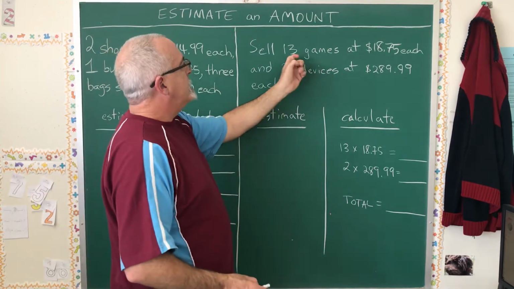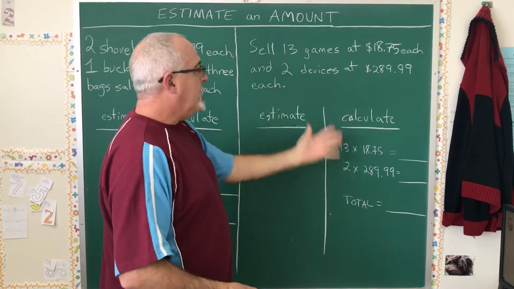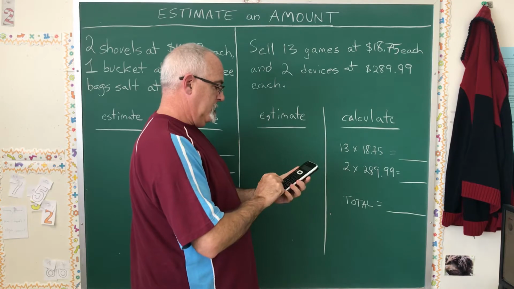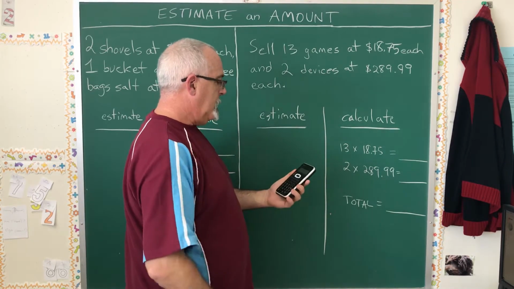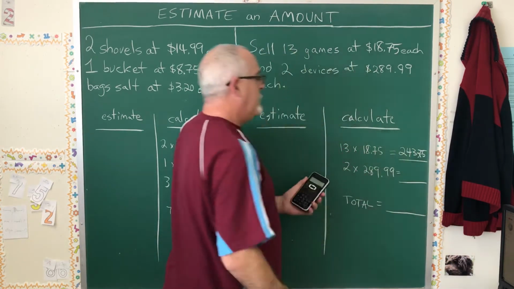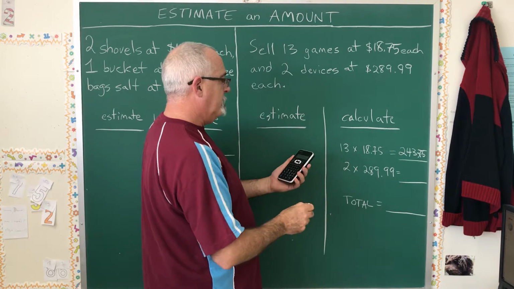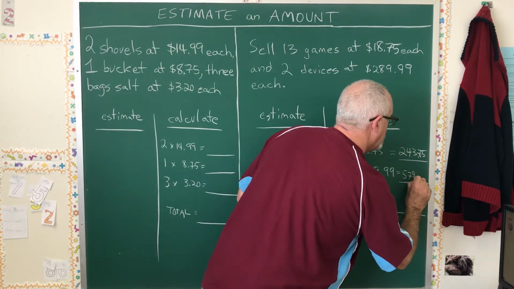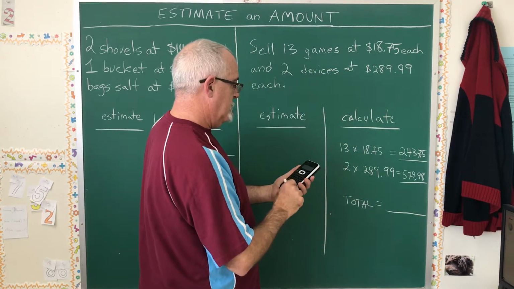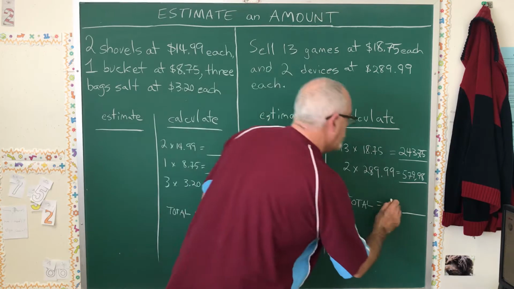Starting with this one. We sell 13 games at $18.75 each and 2 devices at $289.99 each. To calculate the total, we're doing 13 times $18.75. And I get $243.75. And we have 2 times $289.99, $579.98. And then we add these totals together. $823.73.